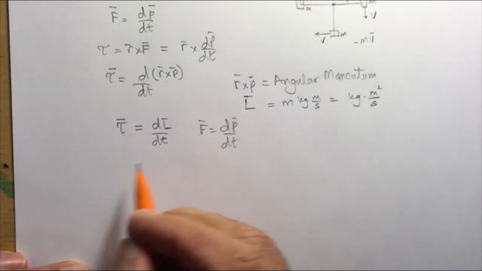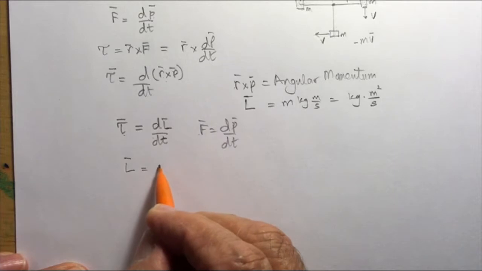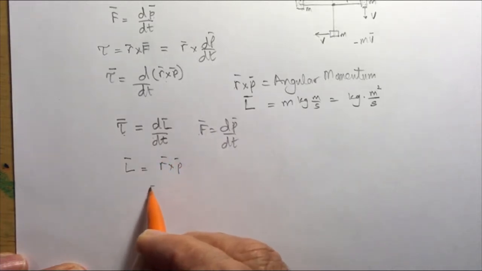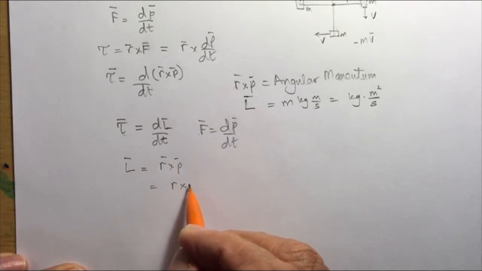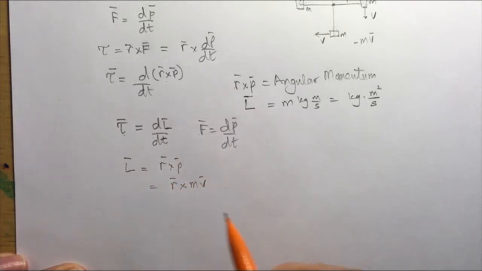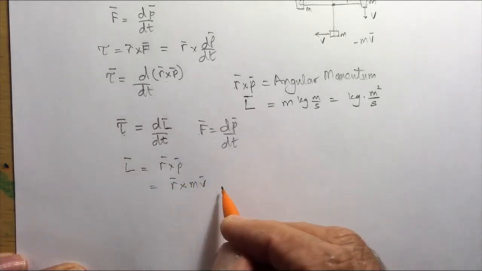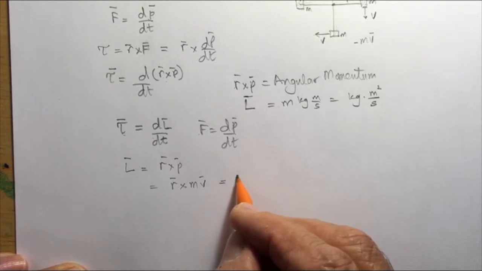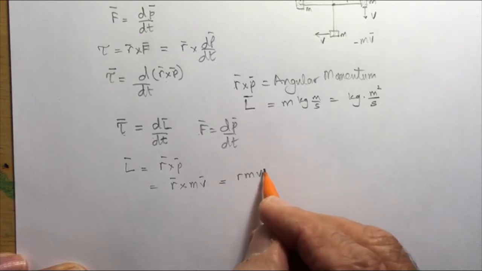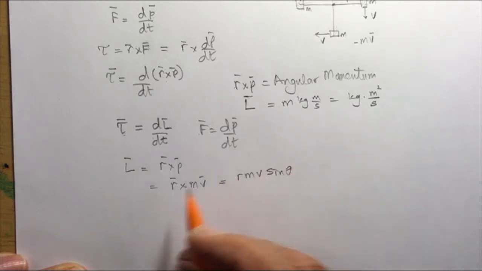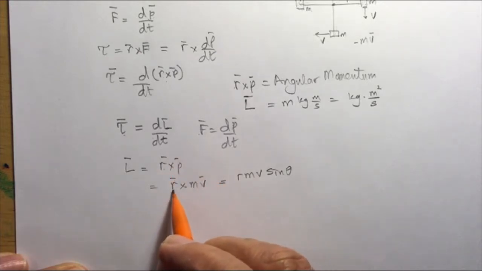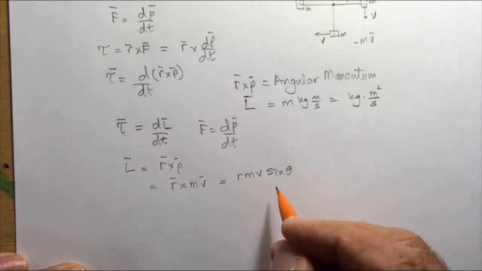Now this angular momentum is r cross p, which we write as r cross mv, and we can also write this as r m v sine theta, because r cross p would be r p sine theta, and this would be r m v sine theta.